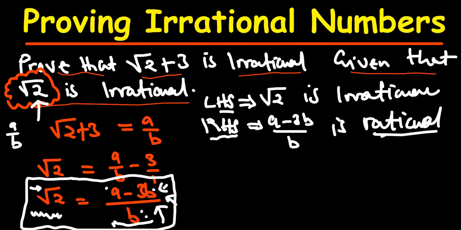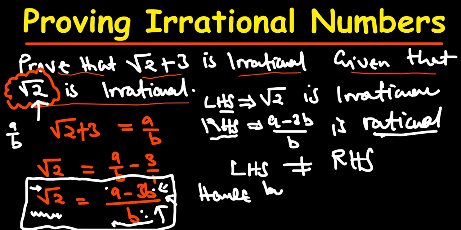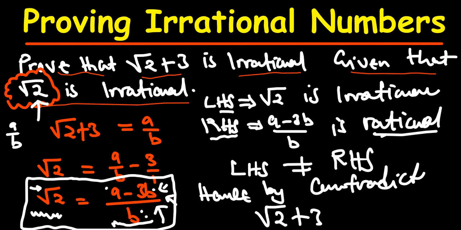So the left hand side can never be equal to the right hand side. This here is a contradiction. So we are going to say, hence by contradiction, root of 2 plus 3 is irrational. Okay, so that's it for this question.